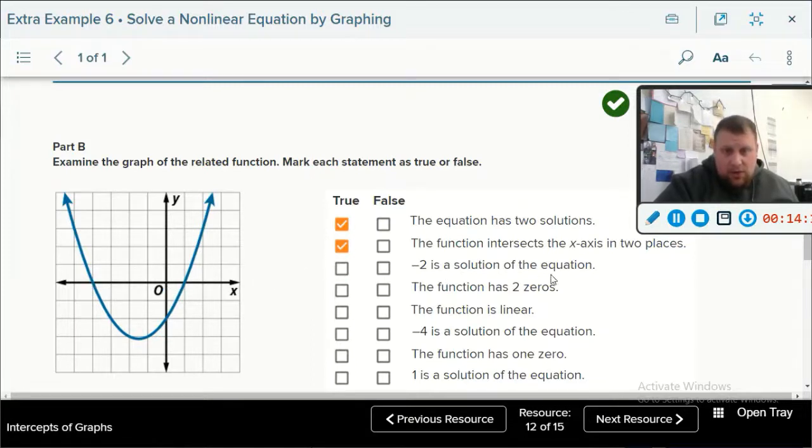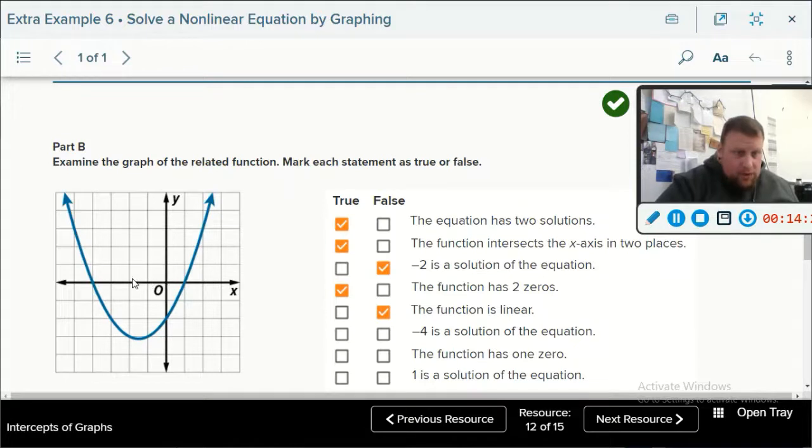Negative 2 is a solution of the equation. Well, let's see. 1, 2. No, that's false. The function has 2 zeros. Yeah. 1, 0, 2 zeros. That's true. The function is linear. That's false. This is not a line. This is a parabola. Negative 4 is a solution.